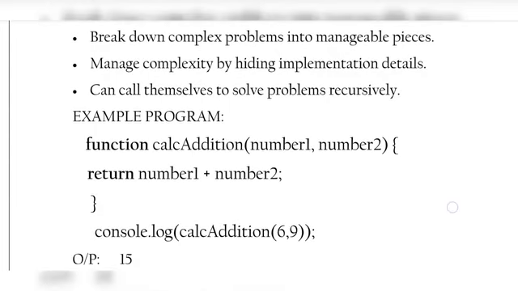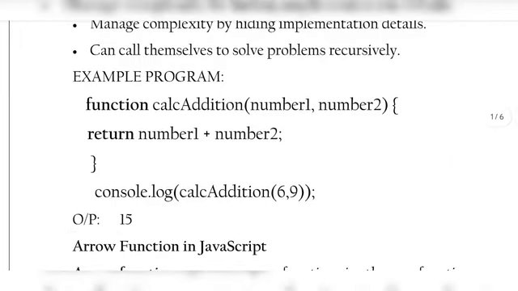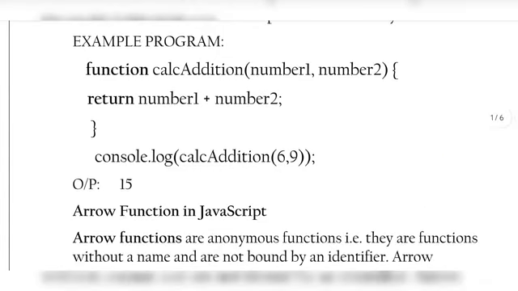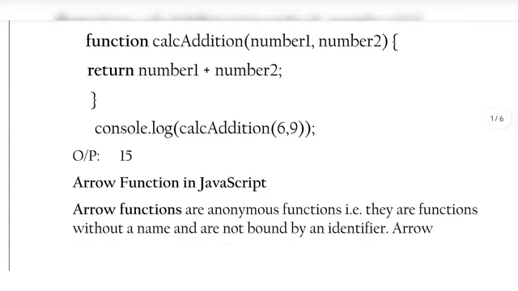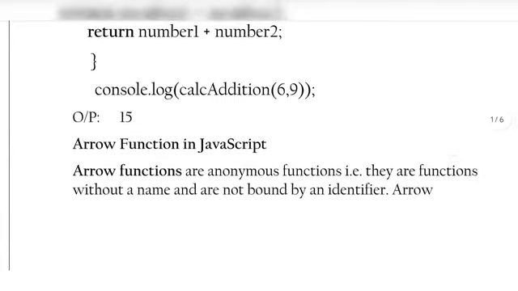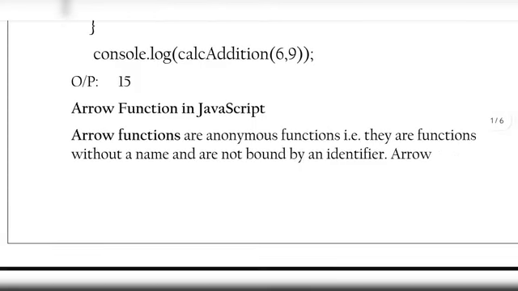For example, function calculateAddition with number1 and number2, return number1 plus number2. Console log of calculateAddition 6 comma 9. The output is 6 plus 9 is equal to 15.